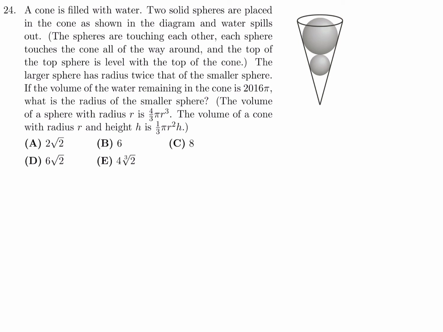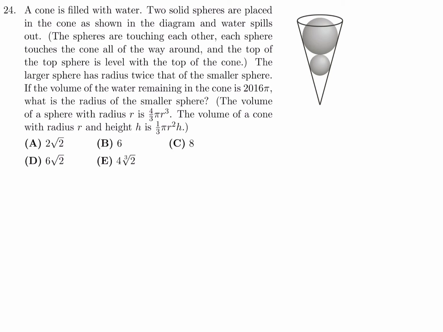A cone is filled with water. Two solid spheres are placed in the cone as shown in the diagram, and water spills out. The spheres are touching each other. Each sphere touches the cone all of the way around, and the top of the top sphere is level with the top of the cone.